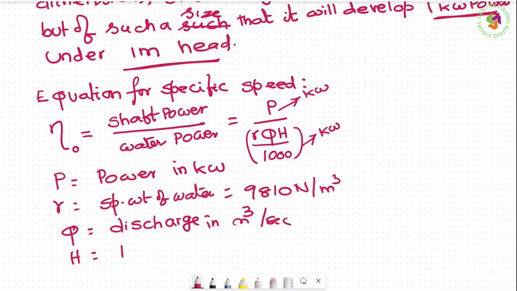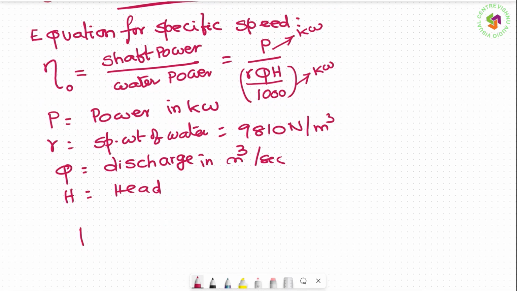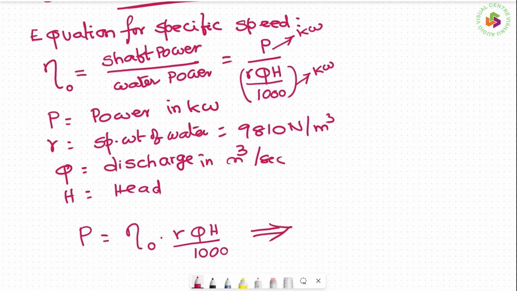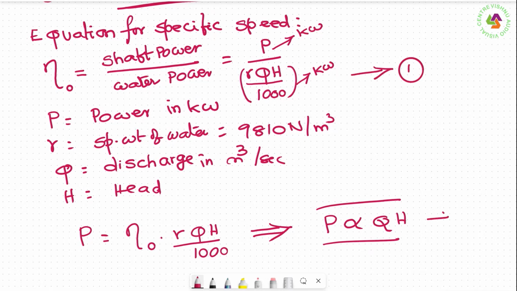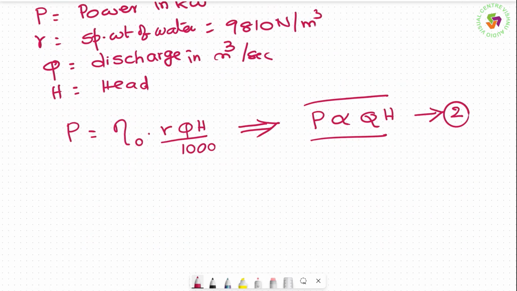H is equal to head, right? So this we already know. So now what can I write? P is equal to eta 0 into gamma QH by 1000. Am I right? Therefore, this equation can be written as P is proportional to QH. Because gamma is constant, efficiency is constant, and 1000 is a value, naturally P is proportional to QH. If I call this 1, then this equation is number 2. So the first equation for us in the derivation of specific speed is P is proportional to QH.